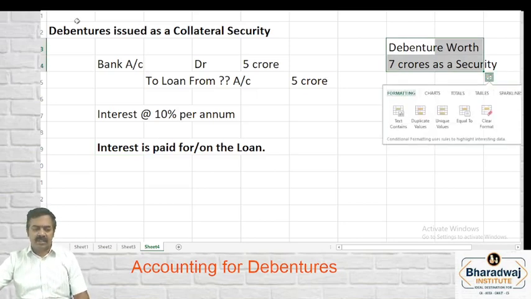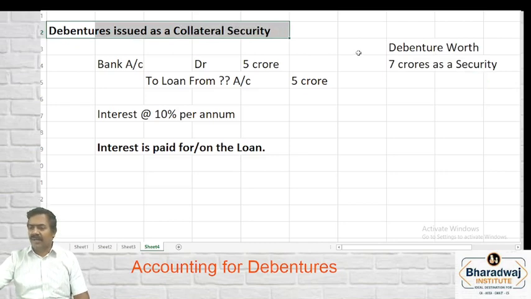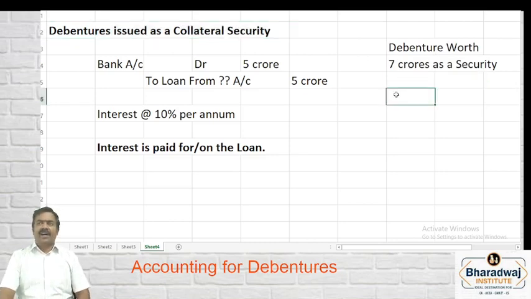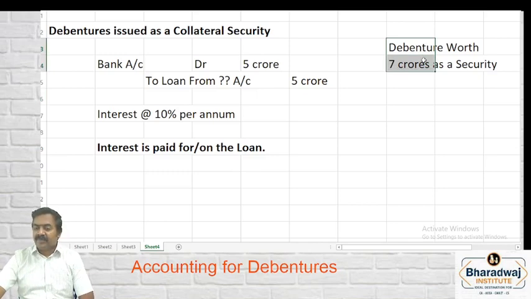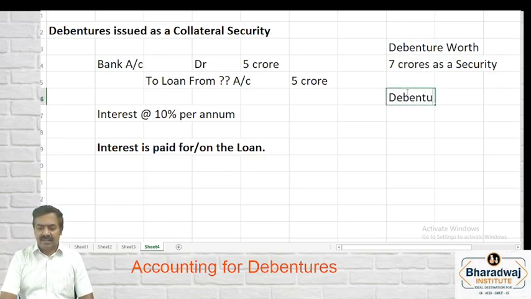There is a concept over here. Debentures issued as which one? Collateral security. Simple. Are you getting money for this debenture? The 7 crore, are you getting money? No. Are you going to pay this 7 crore? No. We will pass a dummy entry. Debenture suspense account debit to debentures account.